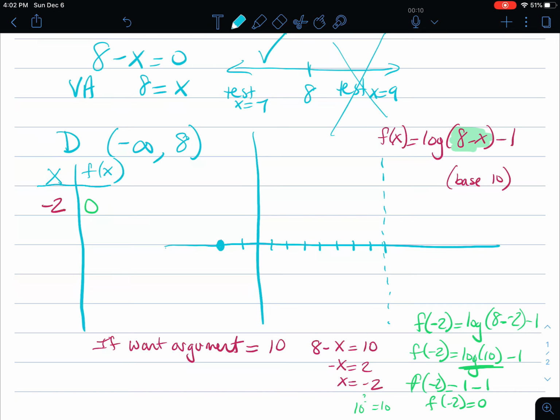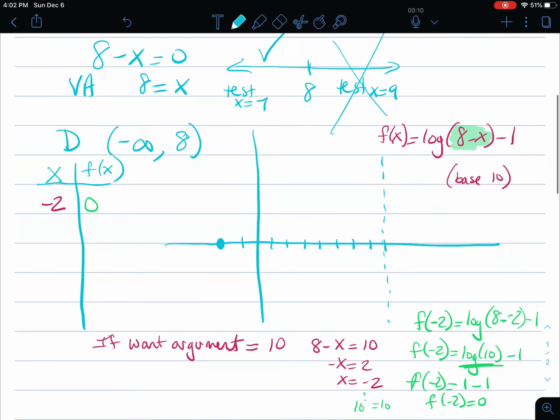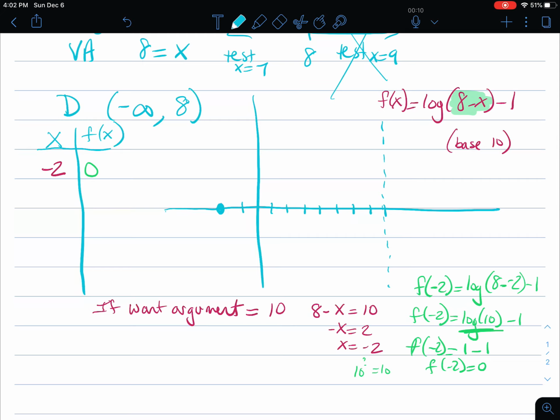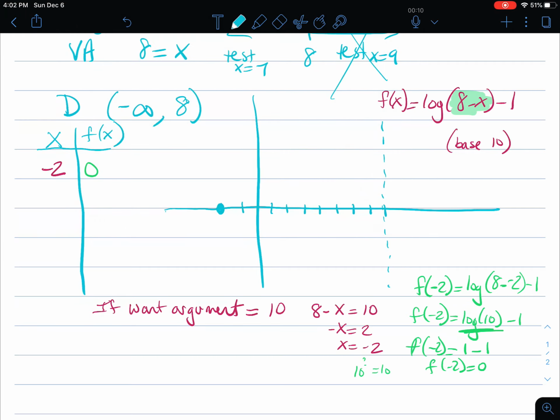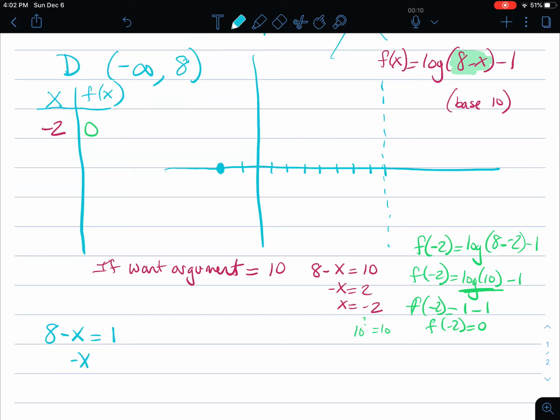Okay, let's think about what else we can use here. What if we want the argument to be 1? Let's try that. We want 8 minus x to equal 1. So we solve for x. This is negative 7, so x is 7. So I plug 7 in. Now f of 7 equals log base 10, we don't write that, but we know what that is, of 8 minus 7, minus 1.